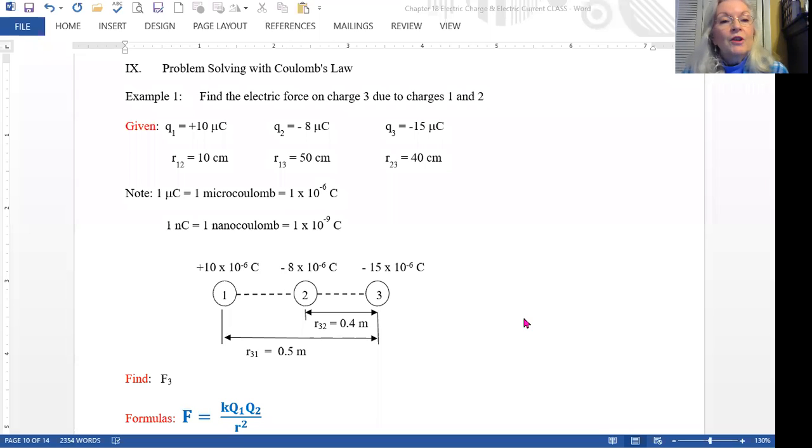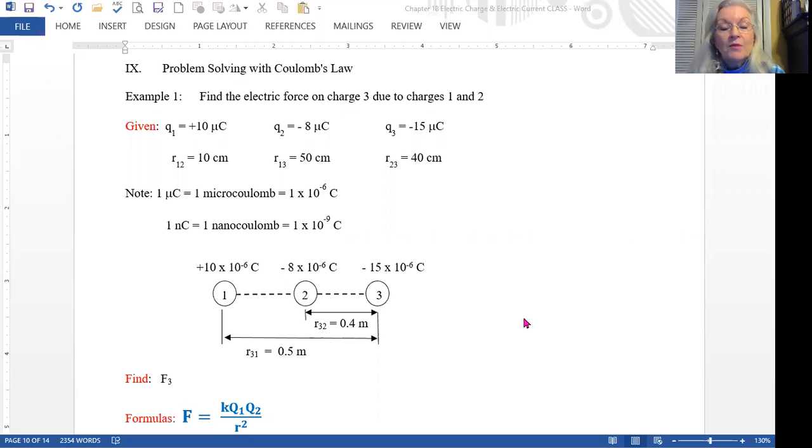Welcome back to chapter 18. This will be, I think, our final video in chapter 18, and here we look at problem solving. We'll be solving for both the electric force and for the electric field. Please remember that forces are symbolized by F, and the electric field is symbolized by the letter E, capital E.